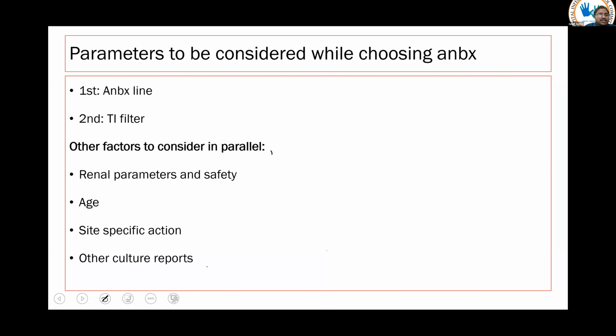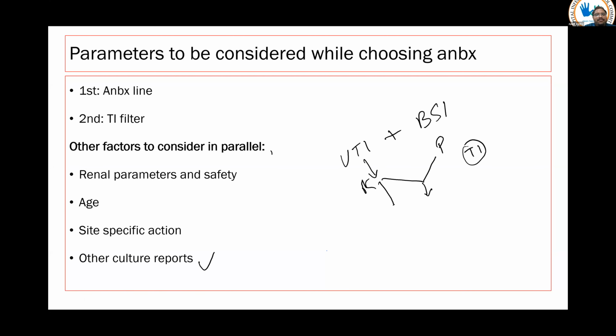what the site specific infections are, and what the other culture reports are. If you are going to treat a UTI along with a bloodstream infection with two different or the same antibiotic, suppose it is having Klebsiella, it is having Pseudomonas or something else, we should choose a common drug which has the best therapeutic index. You cannot give one good drug from therapeutic index for Klebsiella and Pseudomonas. If we have a common drug, among the common drugs we have to look for the therapeutic index concept and then decide our antibiotic.